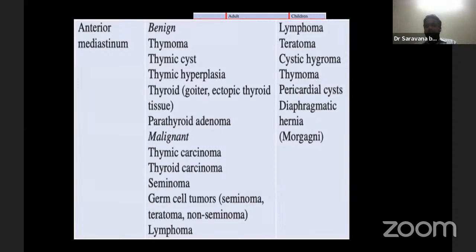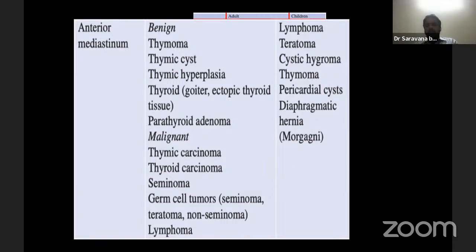Whereas the malignant tumors are carcinomas of the thyroid and thymus, and seminoma and germ cell tumors, which not only produce mass effects but may also create infiltrative effects where removal of the tumor is very tough. And if you touch that, it may land up in vascular injuries or airway injuries. For children, the most common tumors in the anterior mediastinum are teratoma, lymphoma, and cystic hygroma. All these are benign tumors.